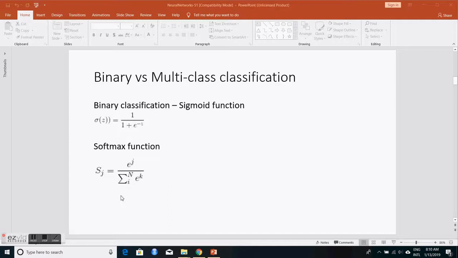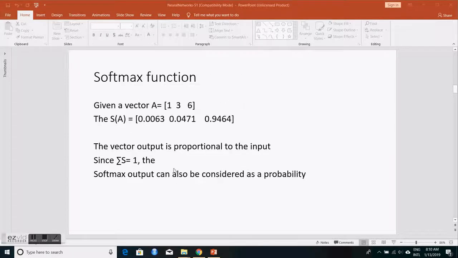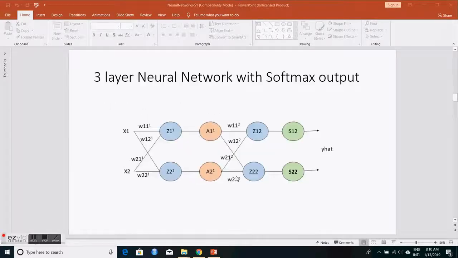And also, since we are dividing by the sum of all the elements of the vector raised to the power e, the sum will always be equal to 1. Hence, this softmax output can also be considered as a probability.